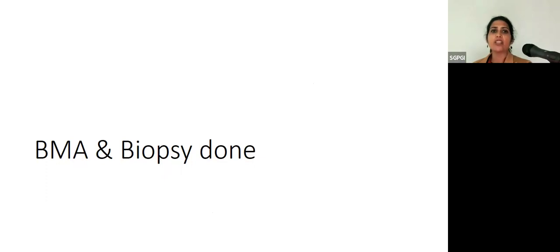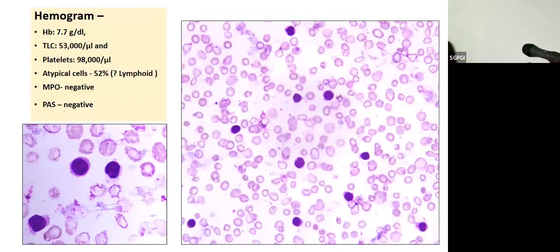So a 46-year-old lady with high creatinine and urea, and facial puffiness. A bone marrow aspiration and biopsy was received. And look at these cells. Again, a lot of atypical cells here. These cells show a high NC ratio, indistinct nuclei, and cytoplasm showing some cytoplasmic projections. So what is the first diagnosis, looking at this?